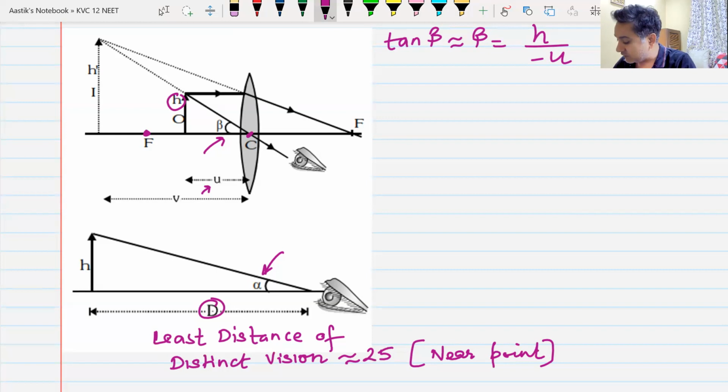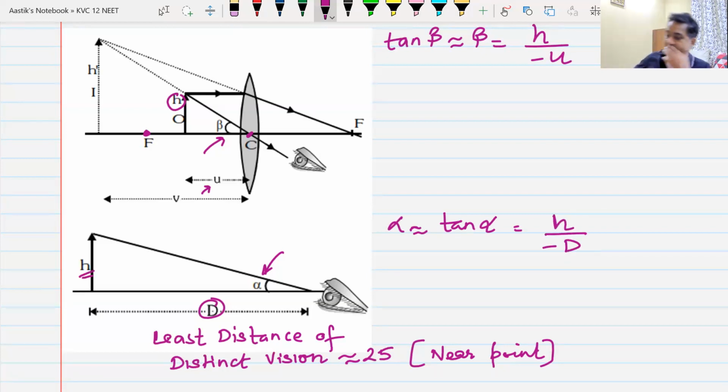Now, if I find the value of this alpha, which is approximately equal to tan of this alpha, that will be equal to this h, again this h, divided by this minus d. Why am I writing it as minus d? Because it is with proper sign convention. Now, beta is the angle at which I see it with the help of this instrument. Alpha is the angle with which I see it without the help of this instrument.